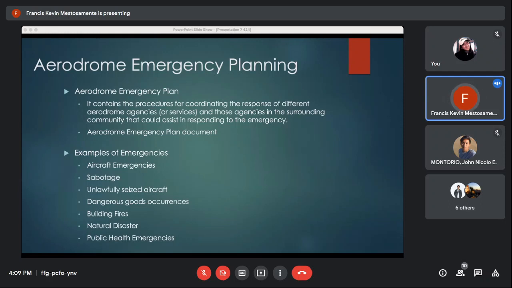Moving forward to start off, slide number 3, our first subtopic for module number 1 is aerodrome emergency planning. It is categorized into the aerodrome emergency plan, and of course, together with that plan is an aerodrome emergency plan document. Aerodrome emergency planning is the process of preparing an aerodrome to cope up with an emergency occurring at the aerodrome or its vicinity. Of course, hindi naman natin mape-predict yung emergency from time to time.